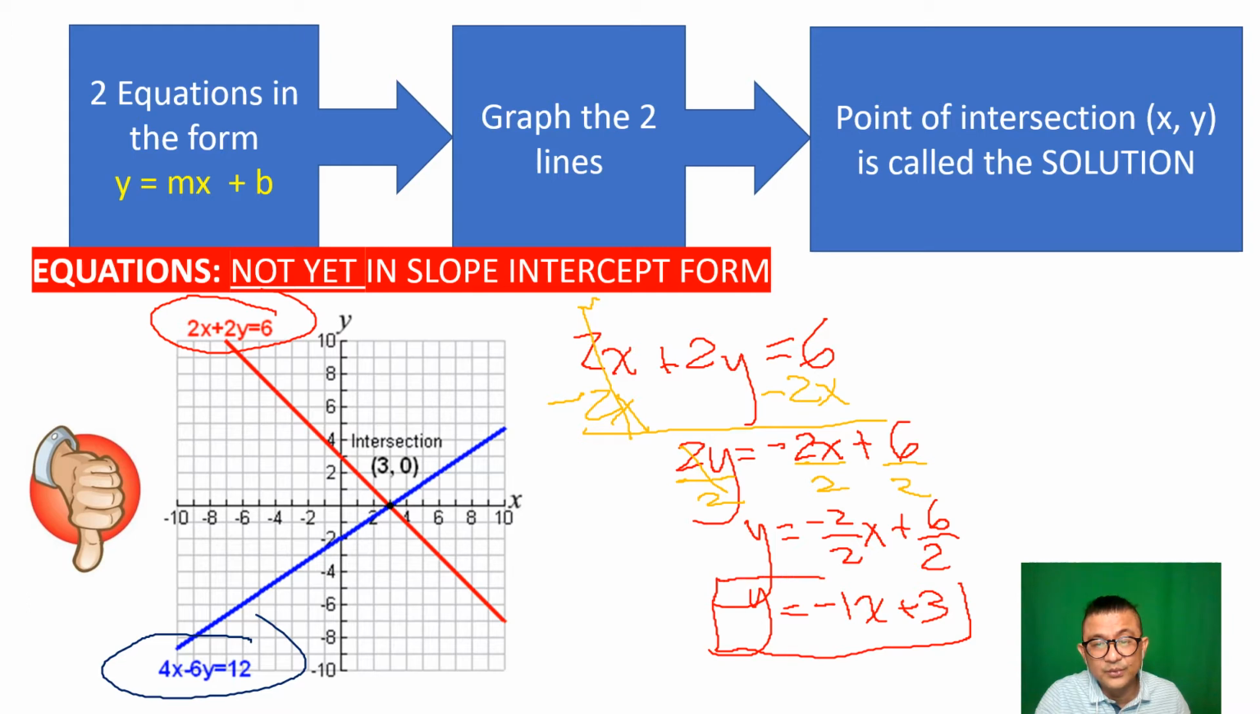Then we can now graph it. And check it out. Did we graph it correctly? Yes, this is the graph of the red line. Now, the second one, again, we don't like it. So let's fix it then.